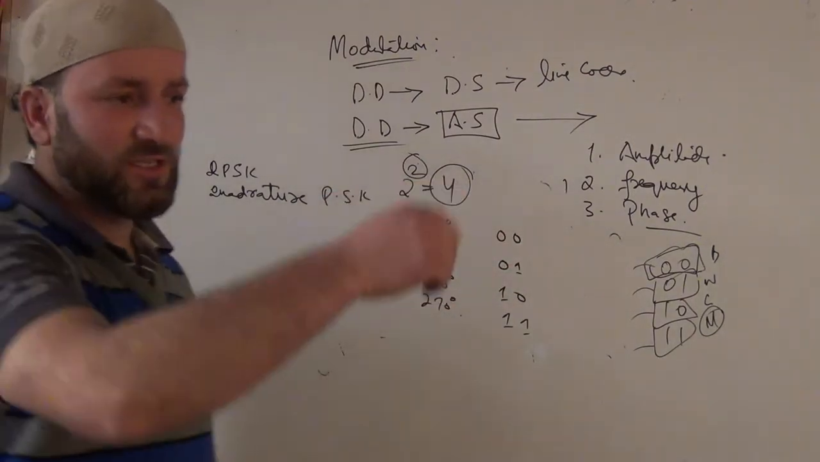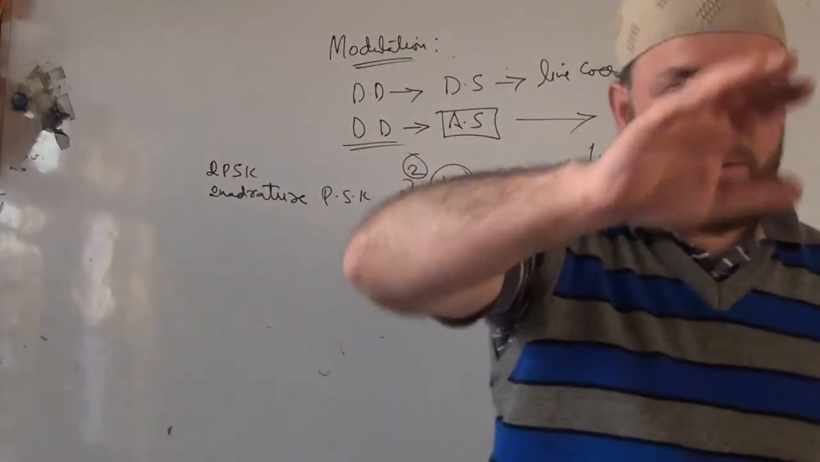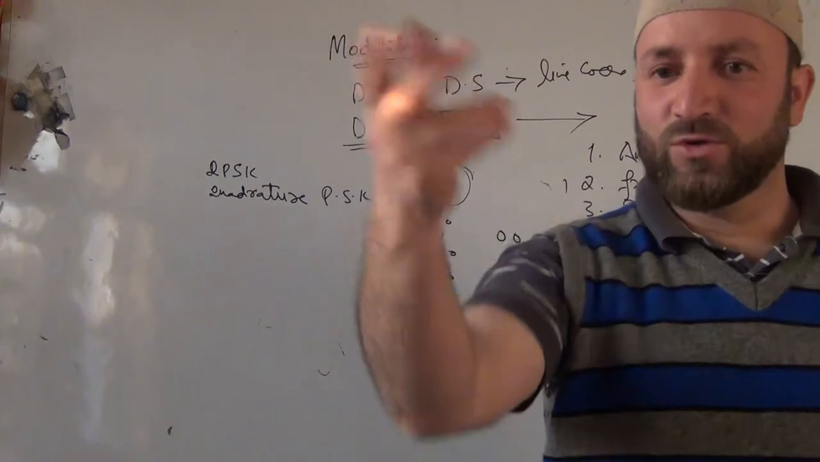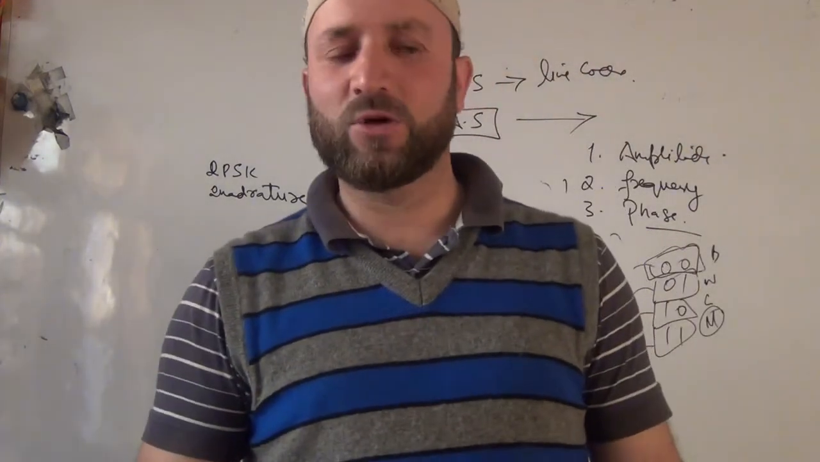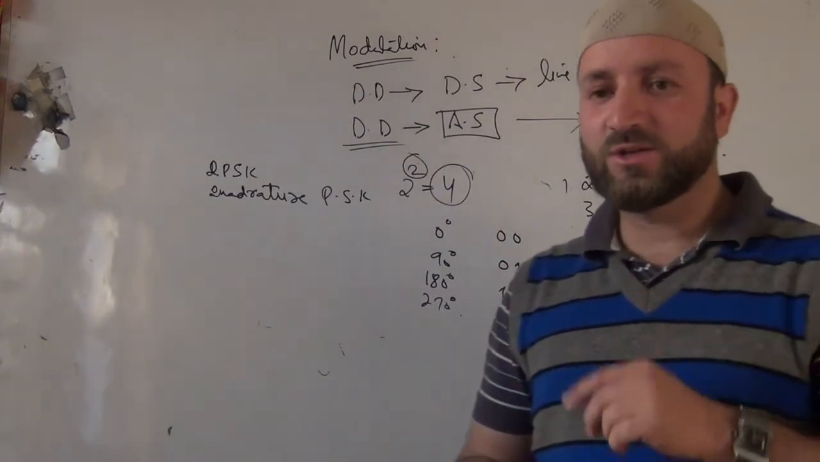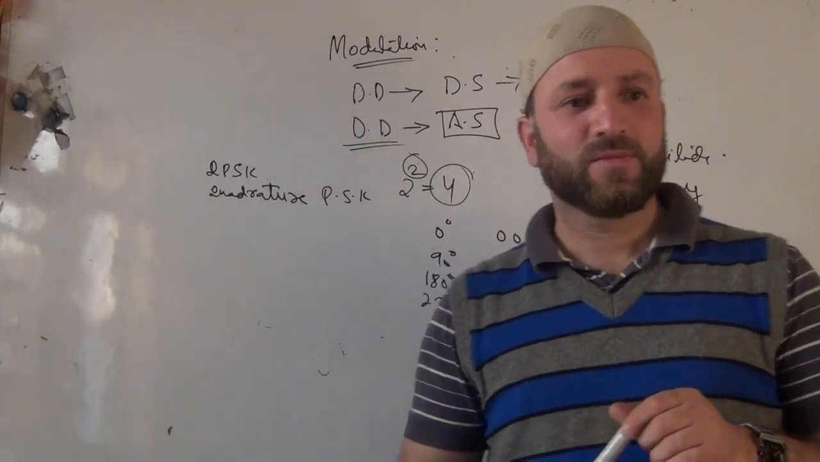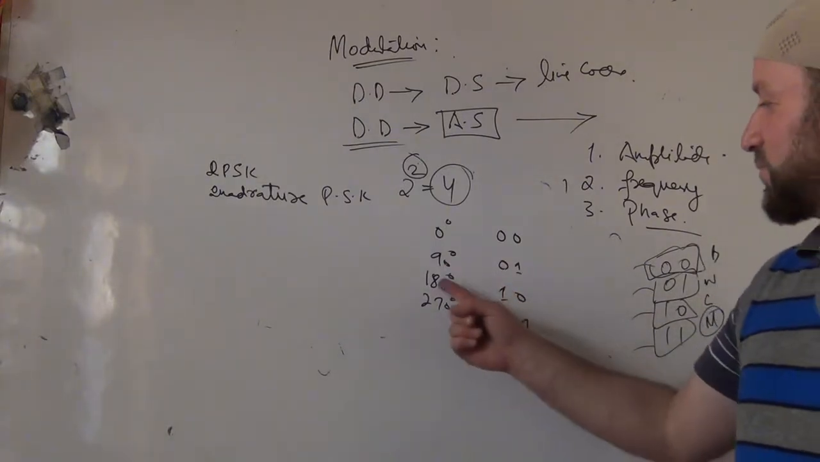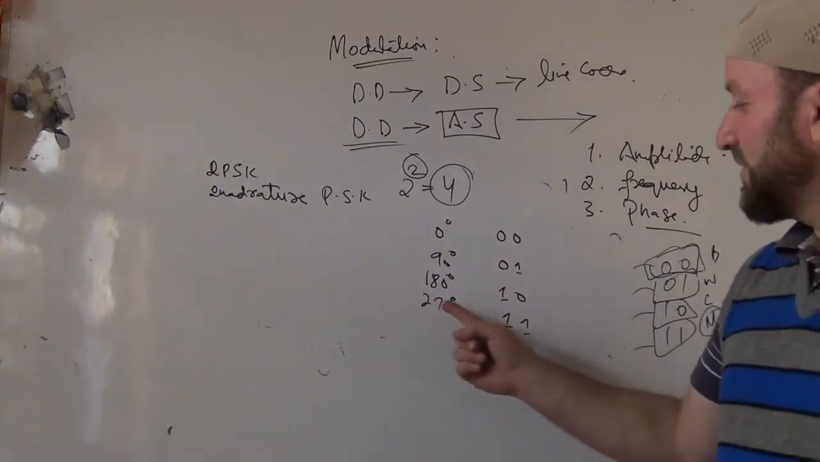Sometimes if it is 0 degree, I say it is 0. If it is 90, I say 1. Now I have 4 combinations, 4 colors, so I can go for two bits. I say if it is 0 degree, it is 0, 0. If it is 90, it is 0, 1. If it is 180, it is 1, 0. If it is 270, it is 1, 1.